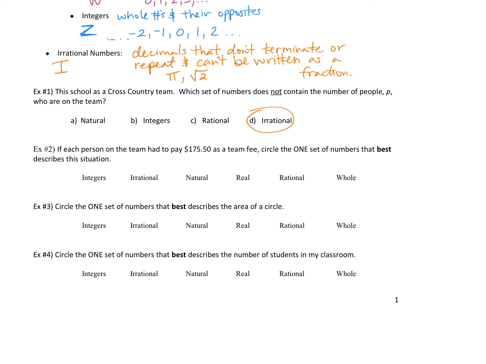Okay. Example 2: if each person on the team had to pay $175.50 as a team fee, circle the one set of numbers that best describes the situation. Okay, the best set of numbers. There's multiple here, potentially, that could work. What's the best set? Now, everything we talk about is a real number, right? So we know the answer here is real, but that's not the best answer. What's the best answer for this?